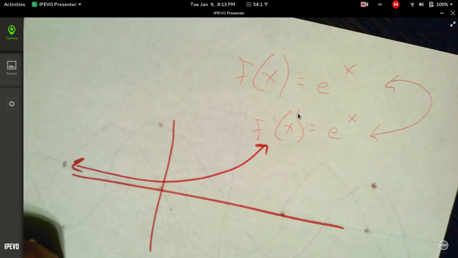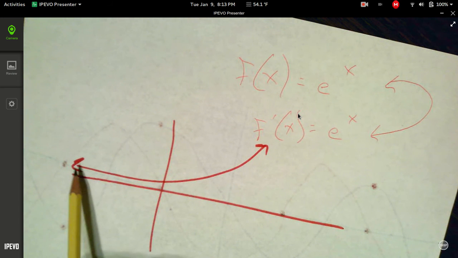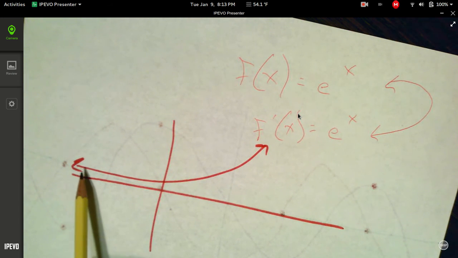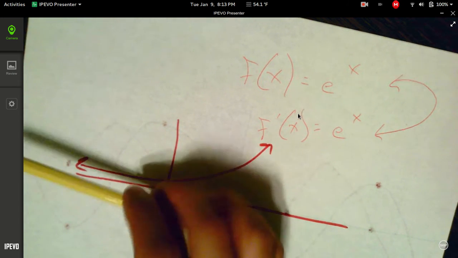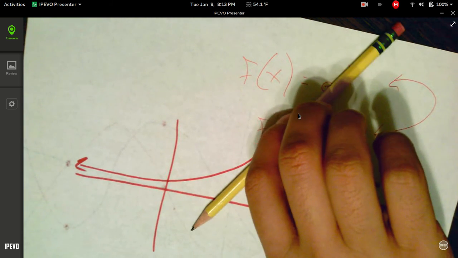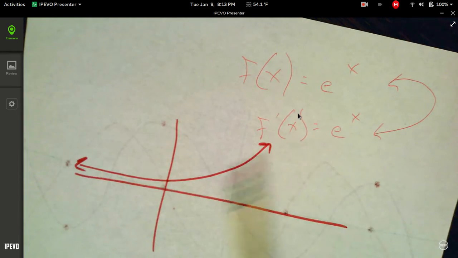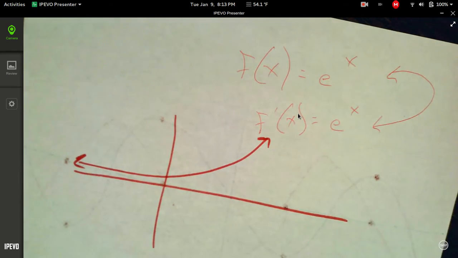So the change in the slopes of the tangent lines is going to mirror the change in the function. We start off with flat tangent lines, and then as we progress to higher and higher x values, the tangent lines get steeper and steeper, following the shape of the exponential function. So there is a reason behind this.